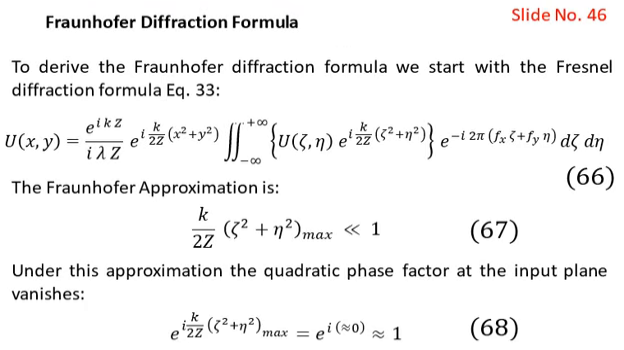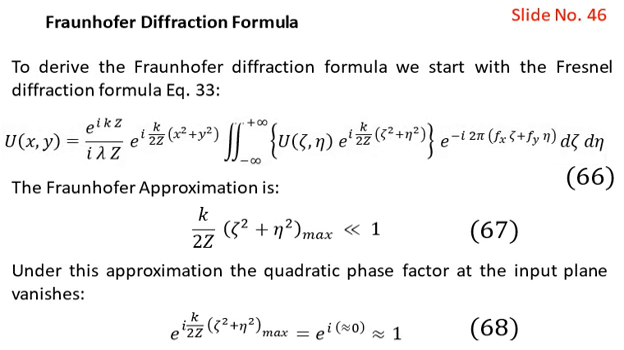Fraunhofer diffraction formula. To derive the Fraunhofer diffraction formula, we start with the Fresnel diffraction formula given in equation number 33 and reproduced below in equation number 66. So you can see that this is the expanded form of the Fresnel diffraction formula. Now using this formula we shall derive the formula for the Fraunhofer diffraction.